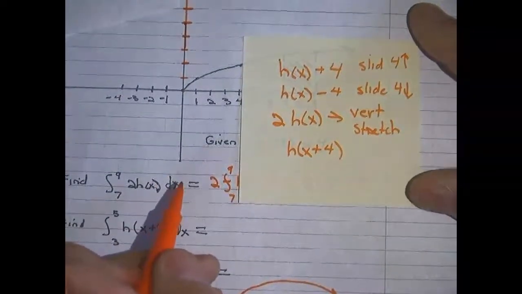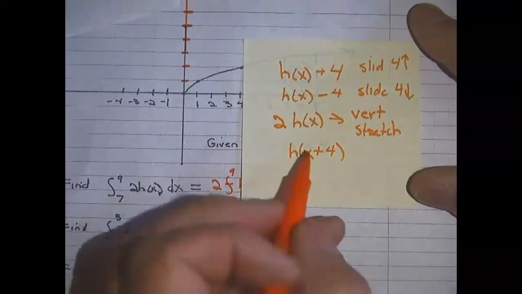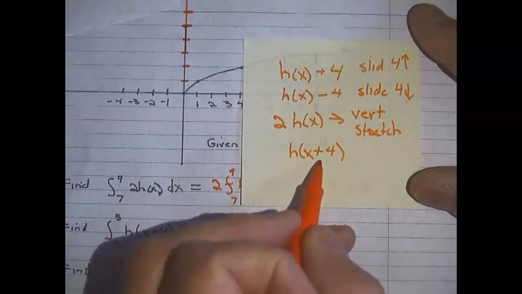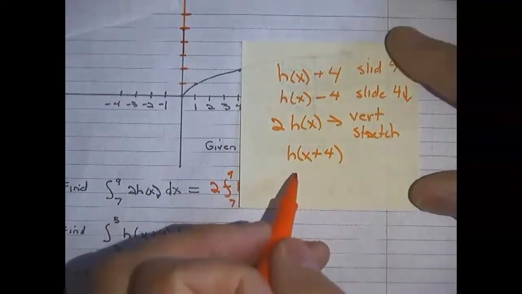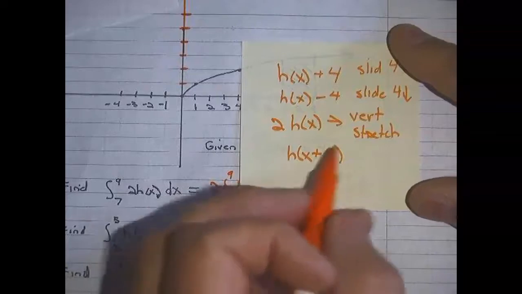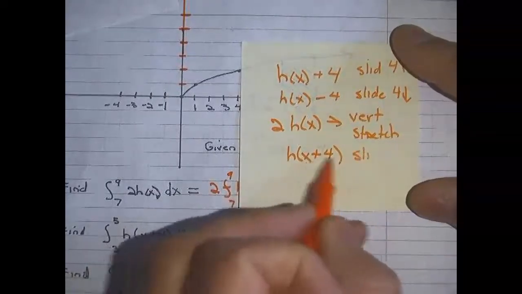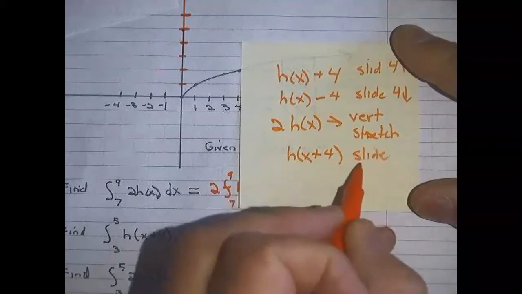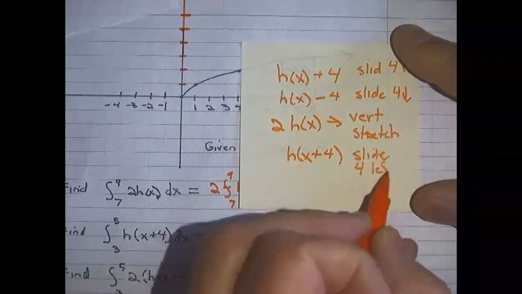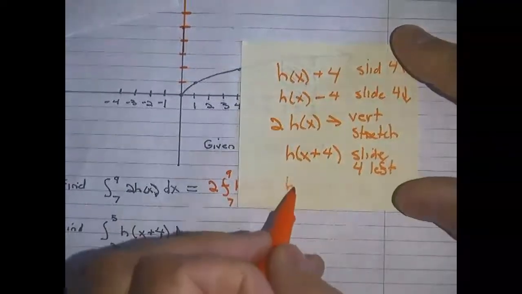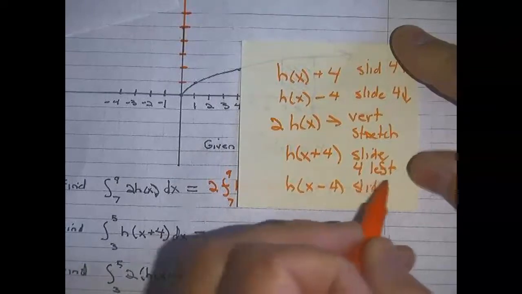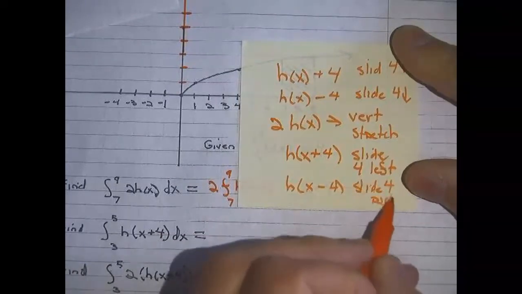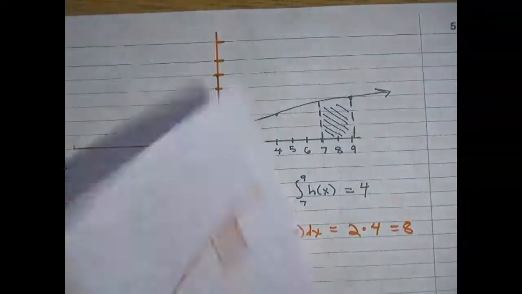In that problem, isn't the +4 inside parentheses? Yes. Does the switch still count? Or you have to go left instead of right? Correct. So this would slide the graph. Remember we called it Bizarro World? This has to slide 4 left. If it was h minus 4, that would slide the graph 4 to the right. So everything slides. The axes slide, everything slides.